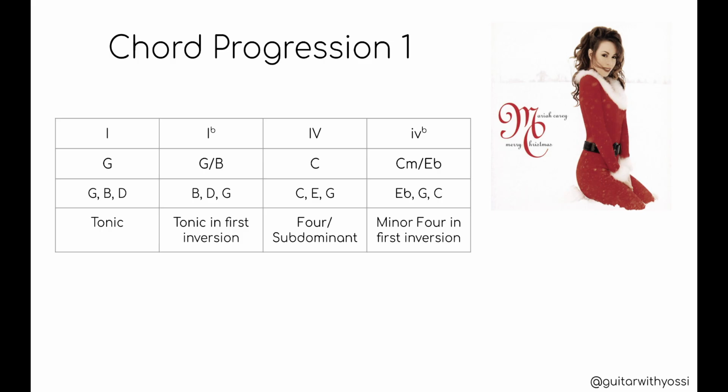The way that C minor fits into the G major key is through modal interchange. So that's how it gets there. We've borrowed a chord from G minor, and it makes it sound very nice. So that chord progression again.